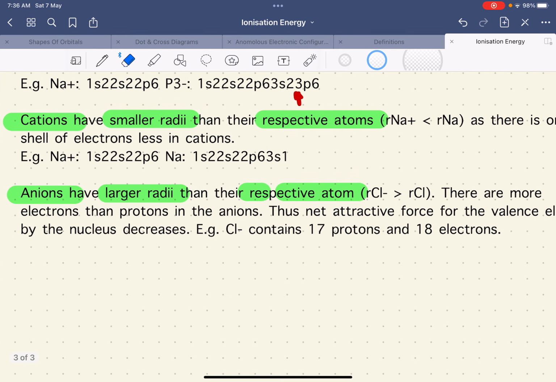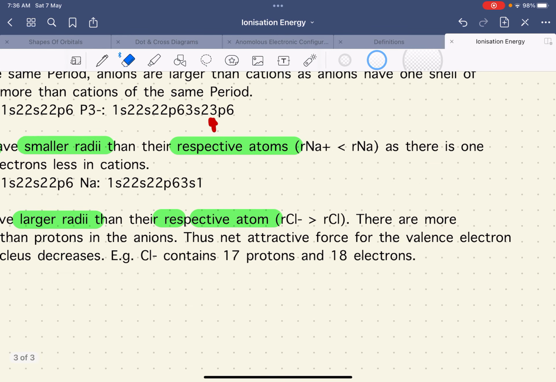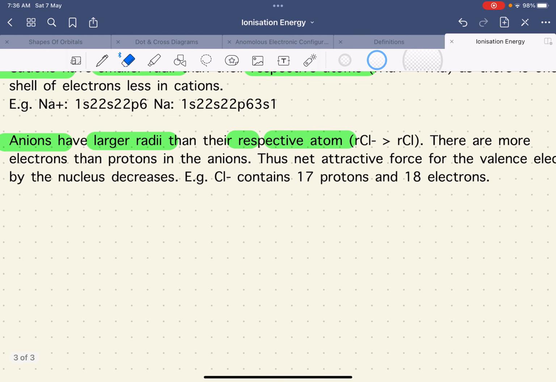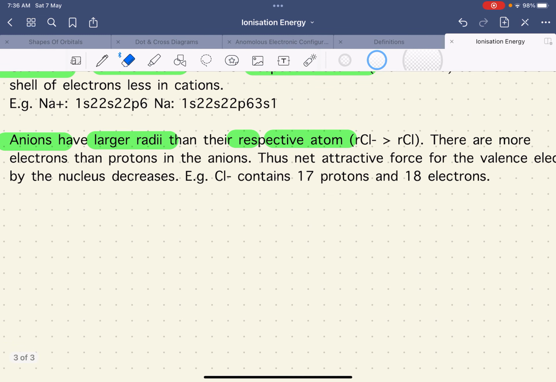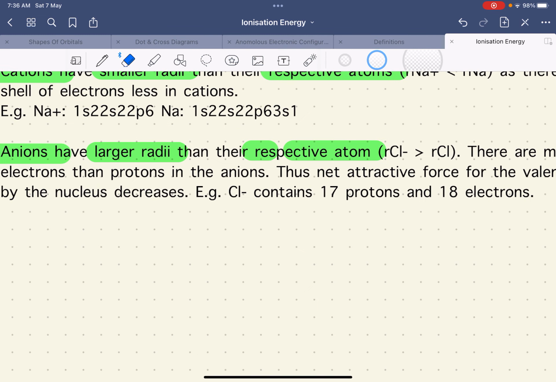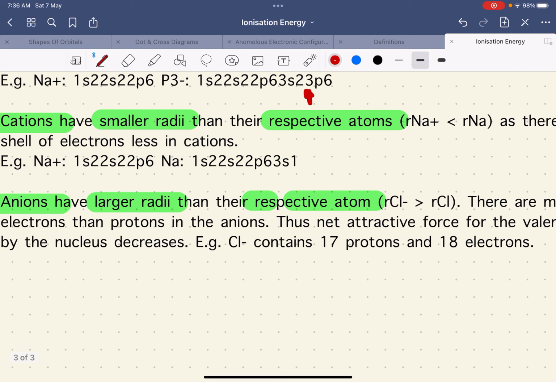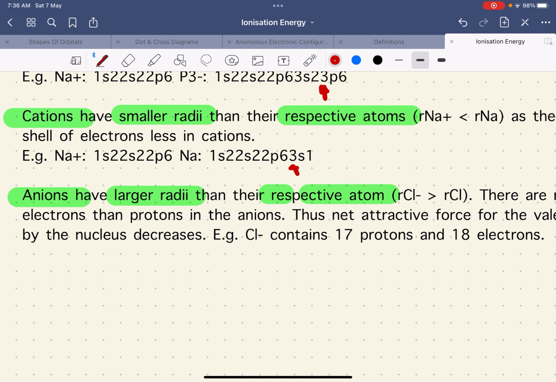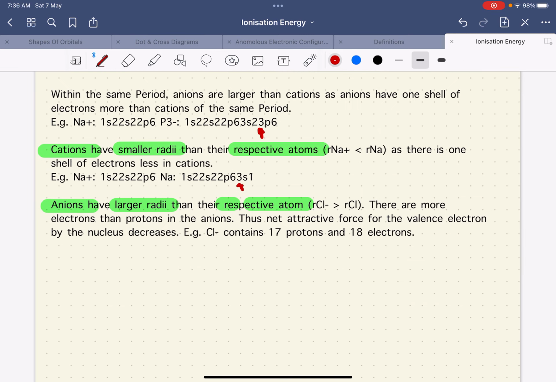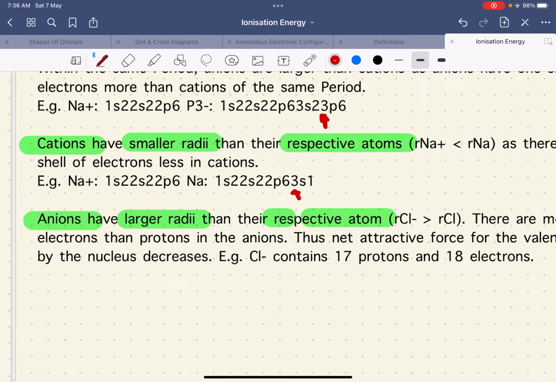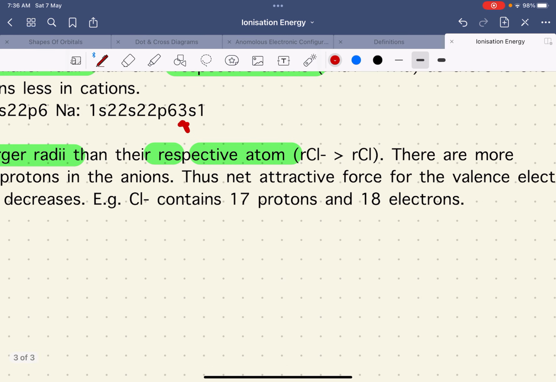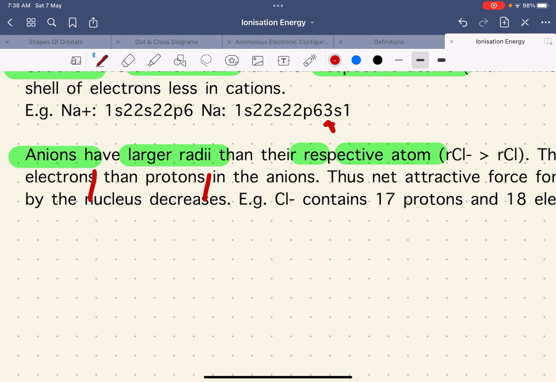The anions have larger radii than the respective atoms. Why? You're adding electrons. There are more electrons than protons in the anions. But this one is not necessarily about the subshell. It's not necessary that you add one electron and suddenly there is a new subshell. Sometimes that might be the case, but no. It's a different explanation.